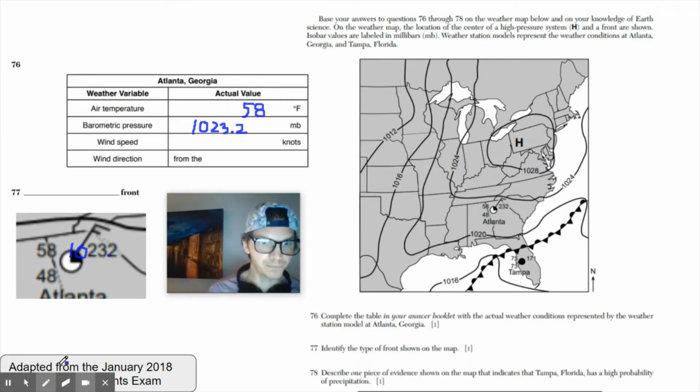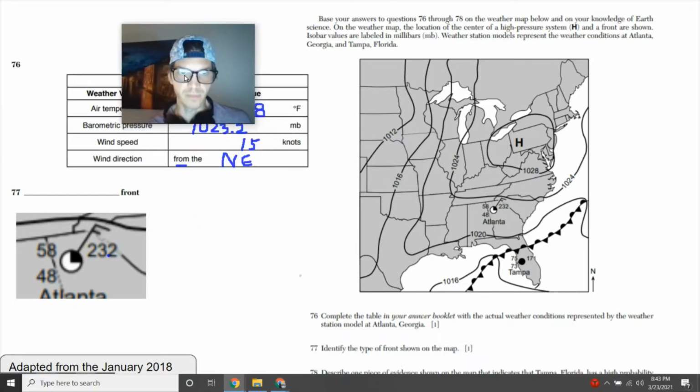The wind speed being shown on this station model is with the feather. So I have a whole feather for 10 knots and a half feather for 5 knots. So add them together, that would be 15 knots. And the direction that the staff is coming off of the circle will be the direction that it's coming from. So it's coming from the northeast, because north, south, east, west, that's right in between north and east. 77, the type of front being shown on the map.